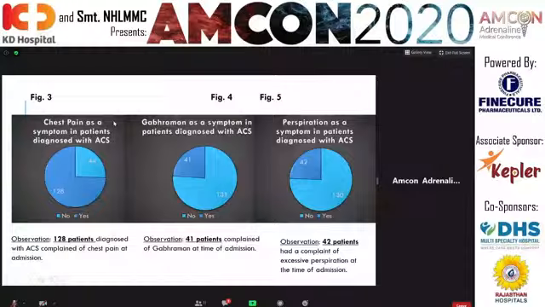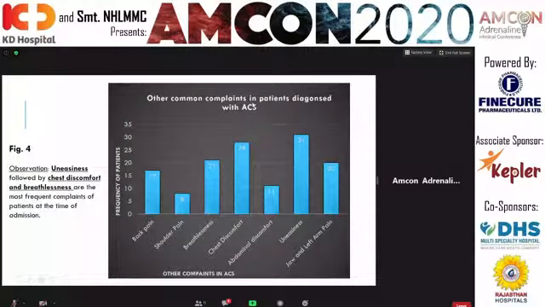In the presenting complaints, chest pain was experienced by 128 of the patients. Ghabraman, as they described it in their vernacular language, was experienced by 131 patients, and perspiration by 130 patients. Other common complaints apart from those three were back pain, shoulder pain, breathlessness, chest discomfort, abdominal discomfort, uneasiness, and jaw and left arm pain, out of which uneasiness was the most common complaint.